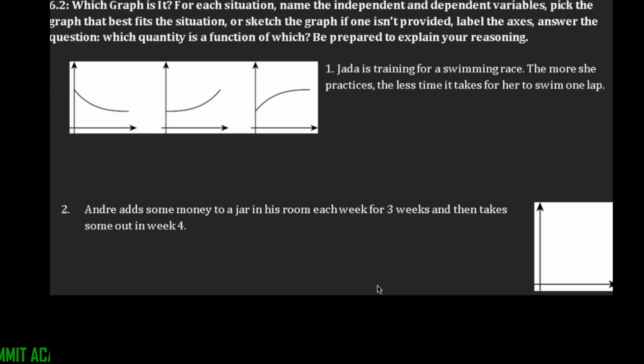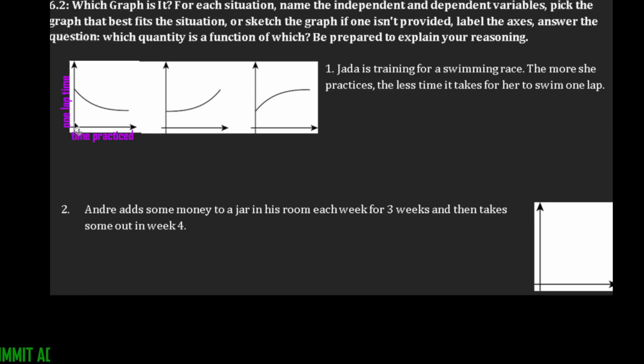For the first one, it says Jada is training for a swimming race. The more she practices, the less time it takes for her to swim one lap. So for this one, we're going to say this is the first graph. The independent variable is going to be time practiced, and that's actually going to be the independent variable for each of these. So time practiced is going to be on the x-axis, and one lap time is going to be on the y-axis.